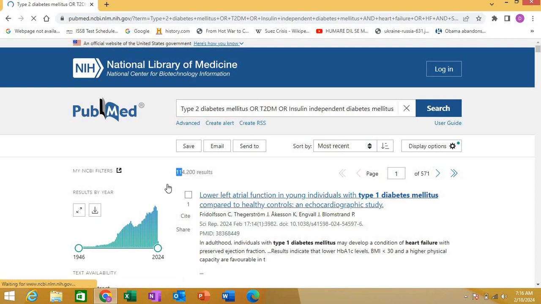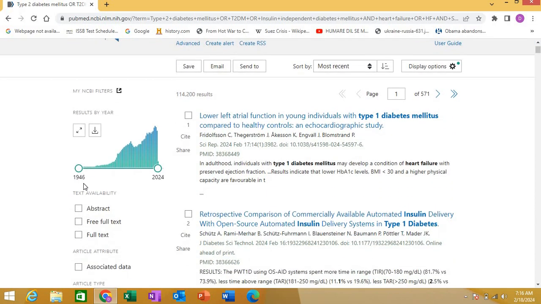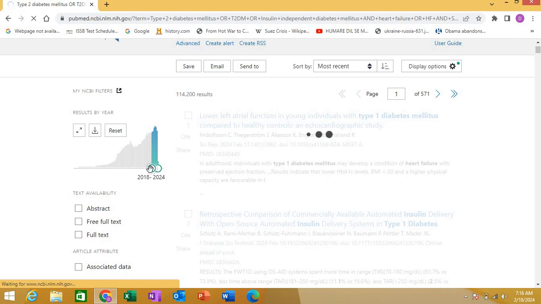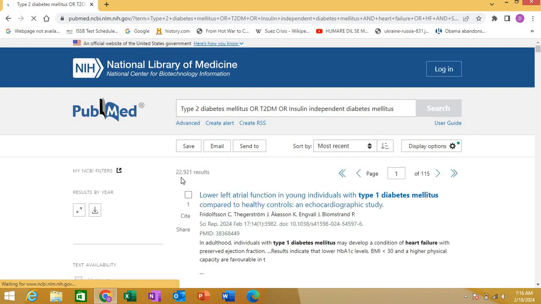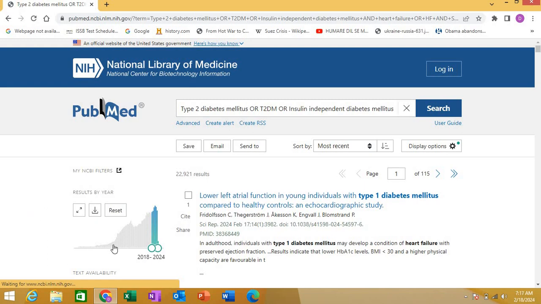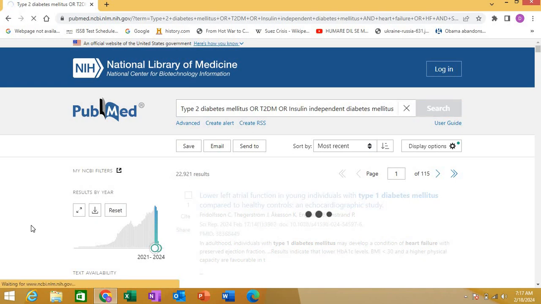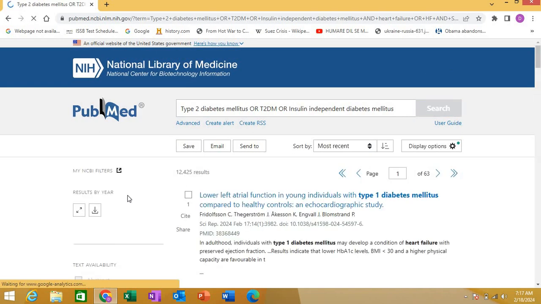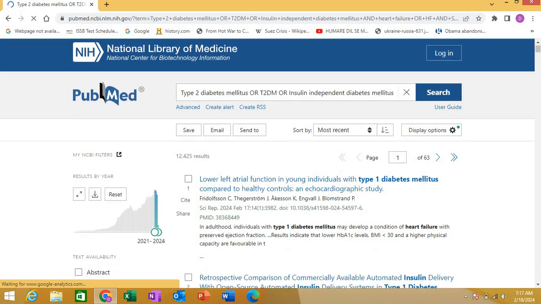What I can do here, obviously it is showing results from 1946. I do not wish results from 1946. Semaglutide is a very new drug, so I only wish to see results from the last 5 years. So I can move the time filter from here. I've only used the studies from 2018. See, from 1,14,000 it has reduced to 22,000 results. I still want to narrow it down. Say for example I wish to see only the last 3 years, so only 12,000 results.